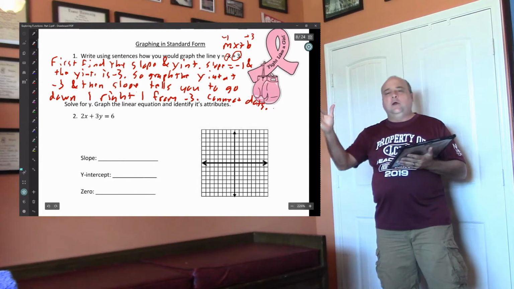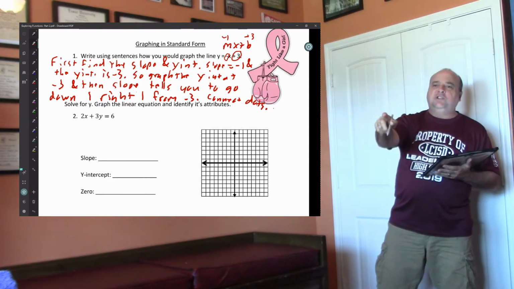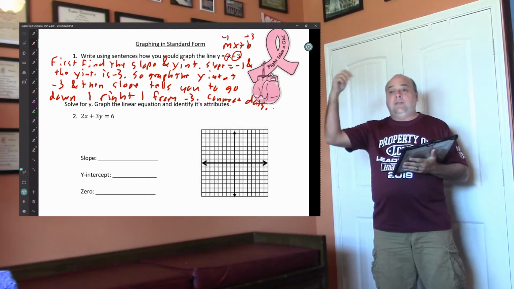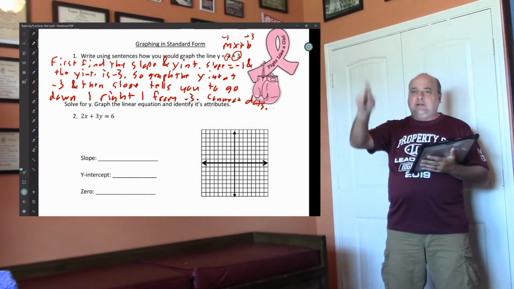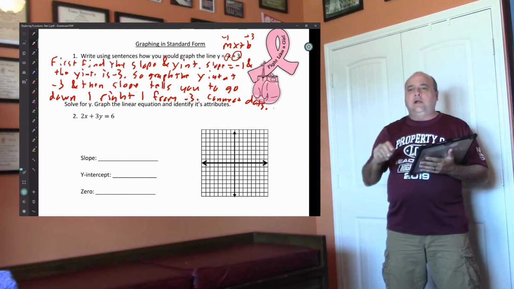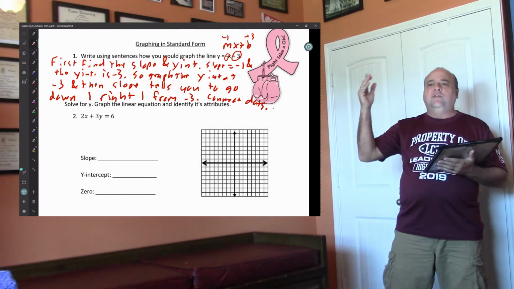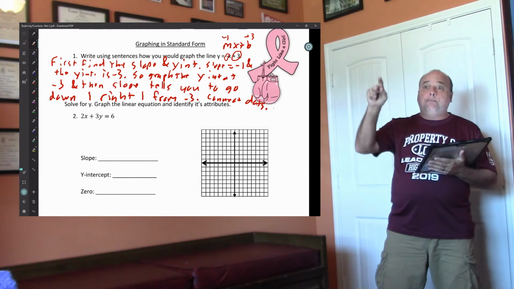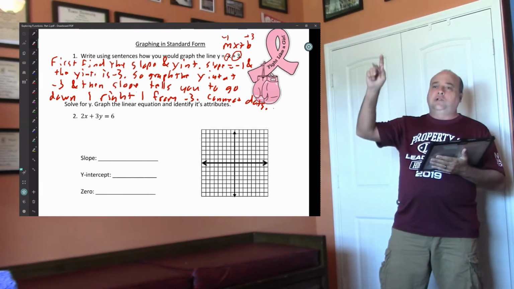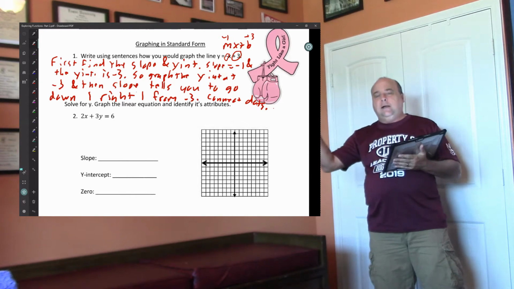There are a lot of ways to write that down, but the first thing you want to do is find the y-intercept. That's your starting number. You put a dot on the y-axis at your starting number, and then you follow the directions of the slope. And remember, the slope is up or down to the right.